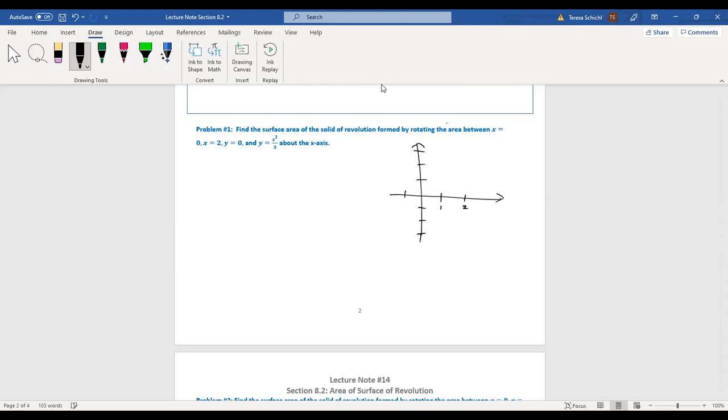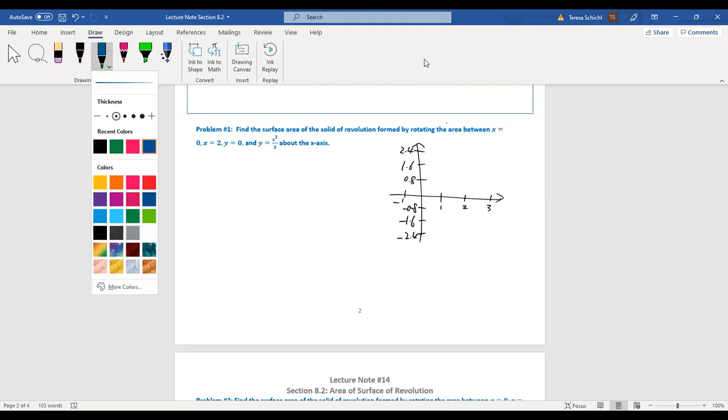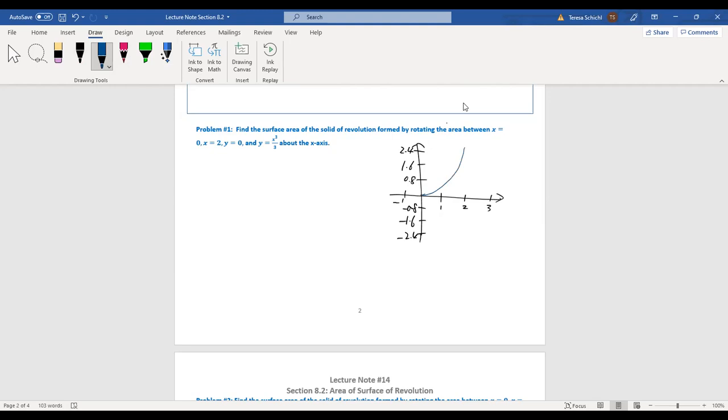So this is 1, 2, 3. And here, let me do this a little bit. So this is 2.4, 1.6, 0.8. And this will be -1, -0.8, -1.6, -2.4. So my function, because this is a cube function, 1/3 of the cube, will be something like this. All right. Okay, so between 0 and 2 is here.